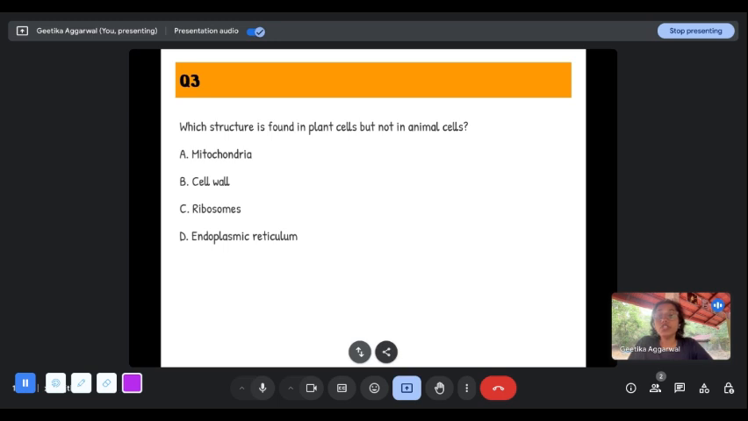Question number 3: which structure is found in plant cells but not in animal cells? So, which of these structures is actually found in the plant cell and not in the animal cell? Is it the mitochondria, or the cell wall, or the ribosomes, or the endoplasmic reticulum? Which structure is found in the plant cells but not in the animal cells? So, the correct answer is cell wall.